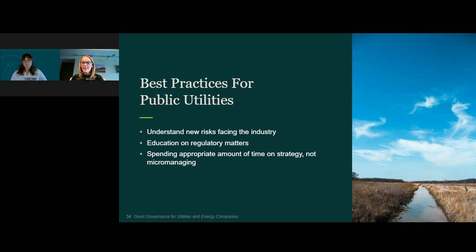And then spending the amount of time on strategy and not micromanaging. I mean, are you making sure that every board meeting is full of something to do with a strategic decision or strategic direction that you want in the organization?